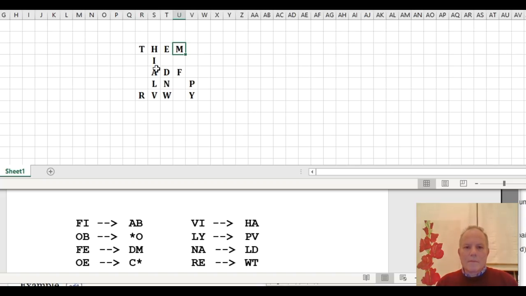Now FI becomes AB, and that puts a B there. Let's just make that the right size, okay. So now OB becomes something O. So O becomes something and B becomes O, and O has to follow B either in a row or column, so must follow it there. And O becomes something, well, we don't know what that is. And then finally, the only one we haven't really looked at is OE becomes C something. So that would put a C here.